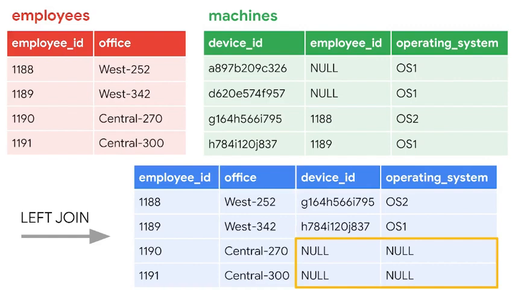Records from the employees table that didn't match but were returned through the left join contain null values in columns that came from the machines table.